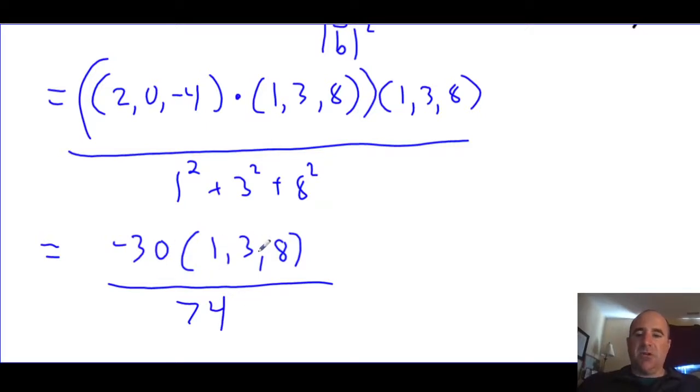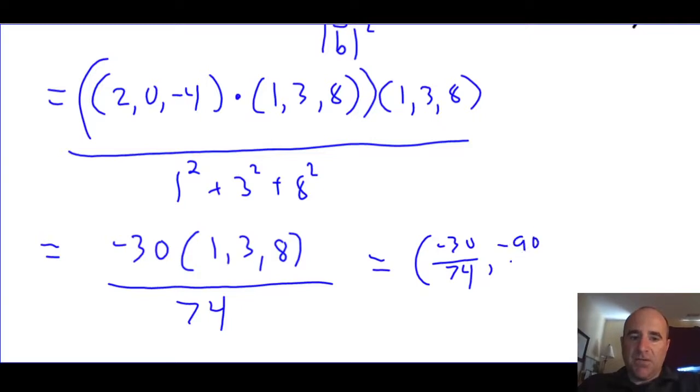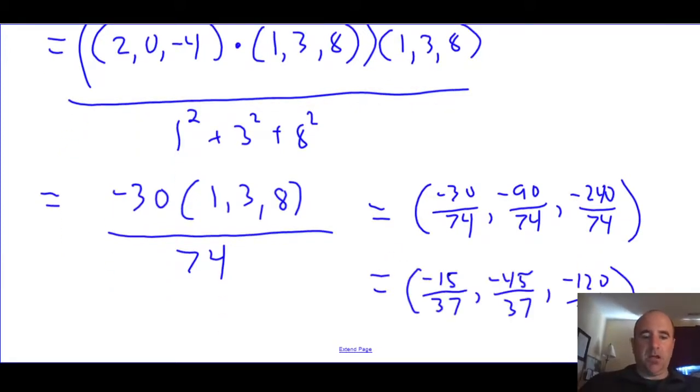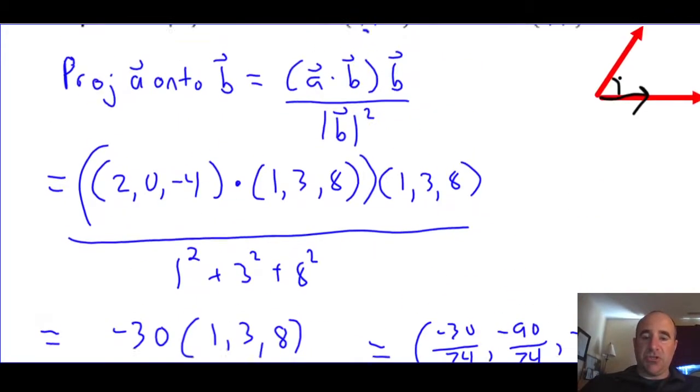Okay, do the scalar multiplication, divide by 74, and you get the final answer, which is going to be negative 30/74, negative 90/74, and negative 240/74. Of course, all of those could be reduced, since 74 divides by 2. So there's the projection of A onto B.